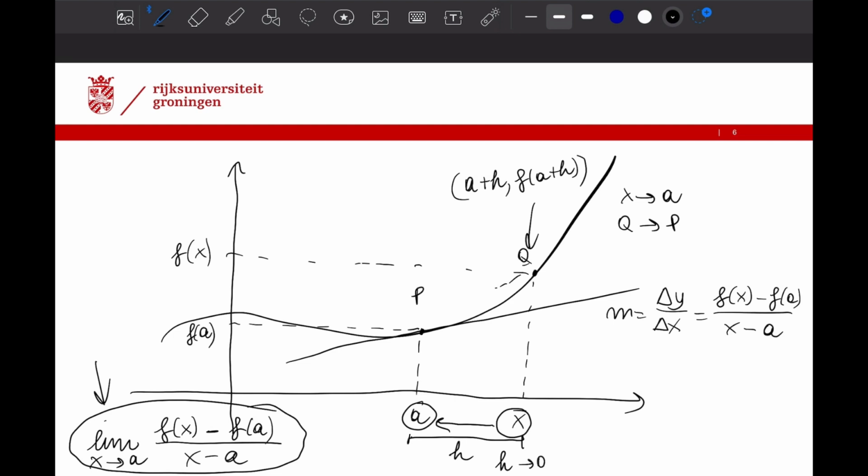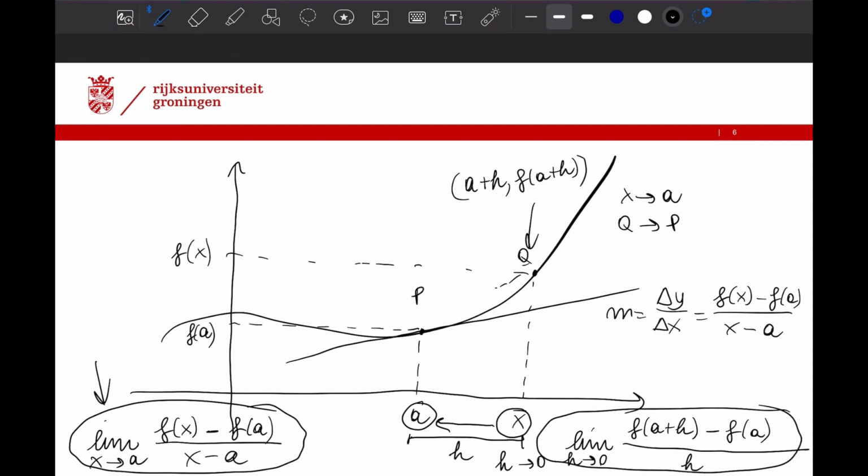So what happens when the distance between A and x becomes smaller and smaller? Again, that rings a bell. It's a limit, this time as h goes to 0, again of the slope. The slope will again be the difference in the y coordinates, so in this case f of A plus h minus f of A, over x minus A, which we have called h.